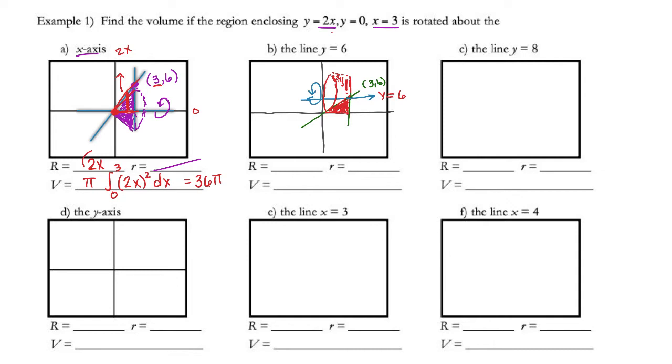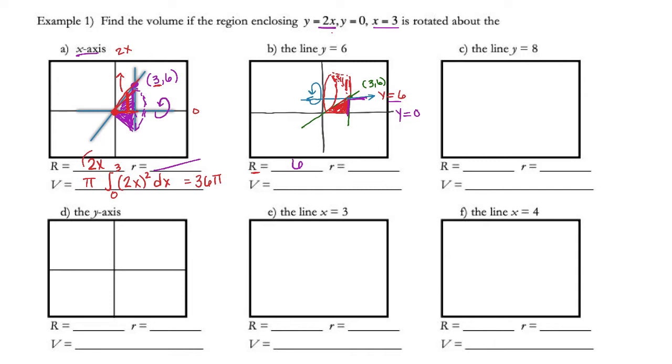So the big R, that's going to be what we need for the entire distance. That's going to be from our axis of rotation to the very bottom portion of our bounded region. So that portion there is going to be from my axis of rotation, which was y equals 6, all the way down here to the bottom, which is y equals 0. So that distance there from 0 to 6 is 6. So there's our big R.